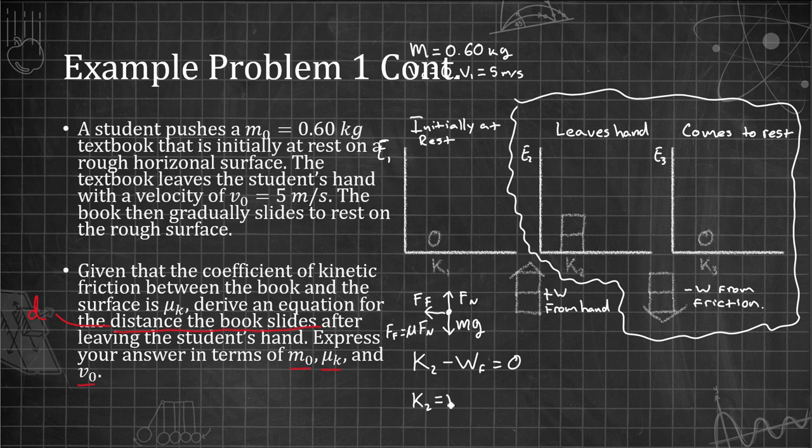We can then rearrange this equation that we started with and say that the kinetic energy that the block has at the beginning is equal to the magnitude of the work done to take that kinetic energy away. So 1/2 mv squared will equal the force times the distance times the cosine of the angle between those two vectors.